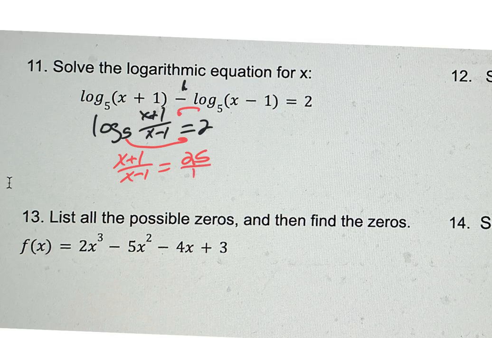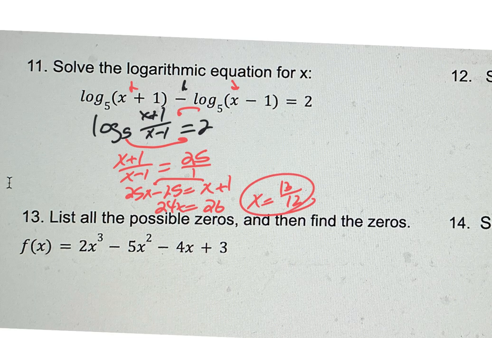I'm going to go ahead and make that 25 over 1 and then cross multiply. Okay, so I get 25x minus 25. Cross multiply the other way, get x plus 1. Move the x over, that's 24x. Move the 25 over, it's 26. Divide by 24, you get 26 24ths, which is really 13 12ths. Guys, don't forget to check your answer. It's good there. It's barely good there, but it is good. Remember, the log must be positive when you check.